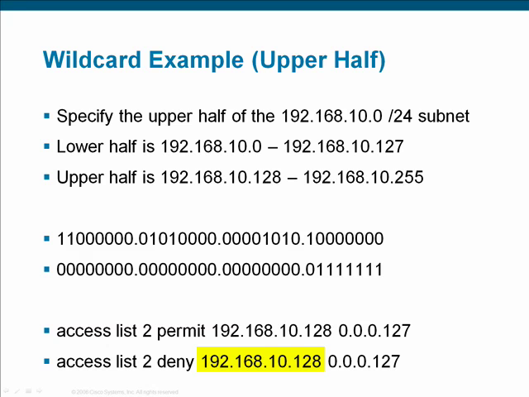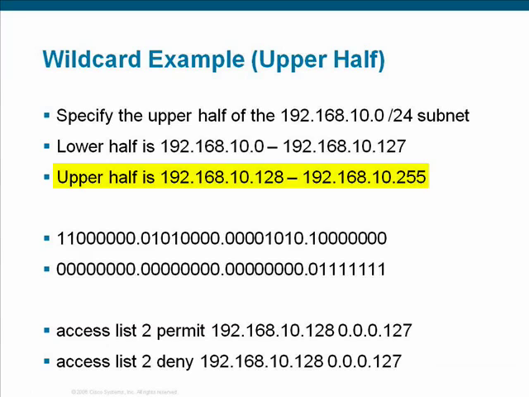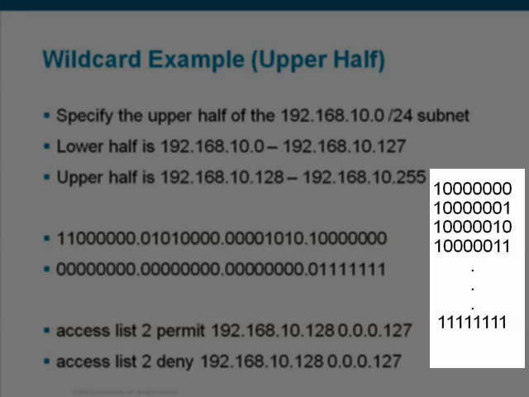192.168.10.128. We then ask ourselves which bit positions must match between a packet's source address and the address contained in the ACL in order for the ACL to act upon a packet. We know that the first 24 bits, 192.168.10, must match. Now let's look at the rest of the address. The numerical upper half of the 192.168.10.0/24 network is the range 192.168.10.128 through 192.168.10.255. If we were to list in binary format the last octet of that range, it would look like this.